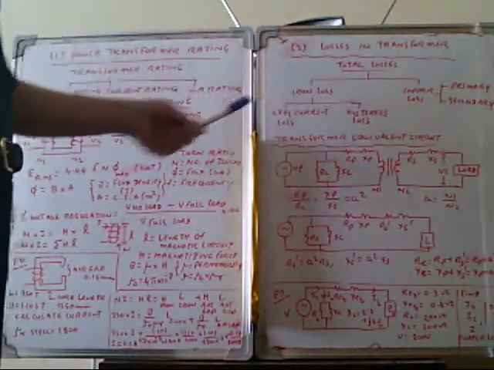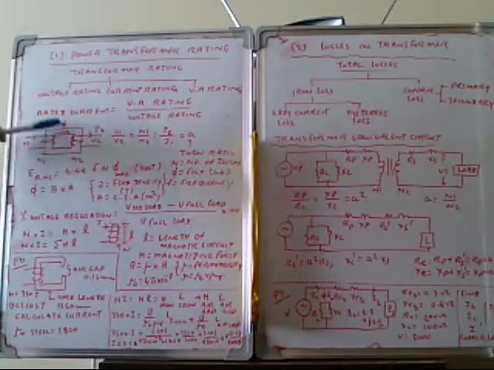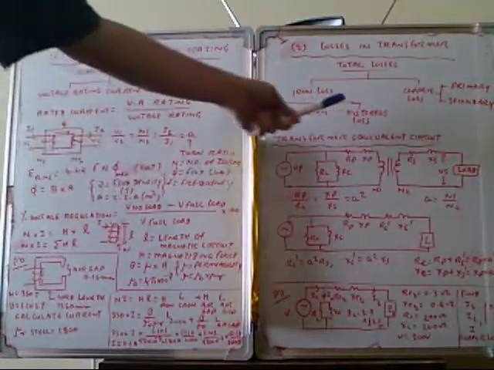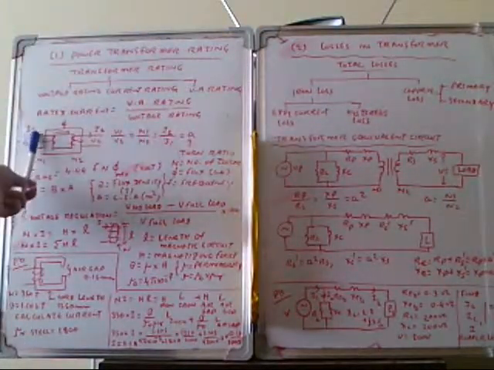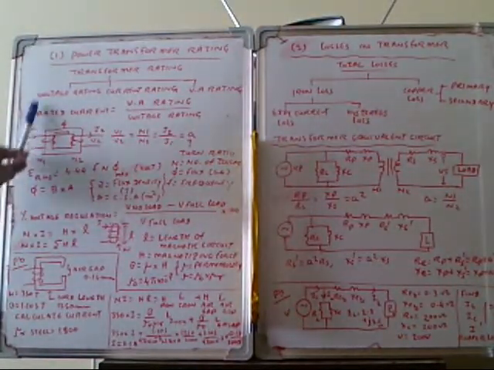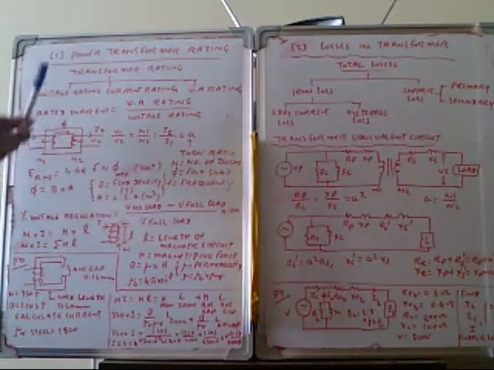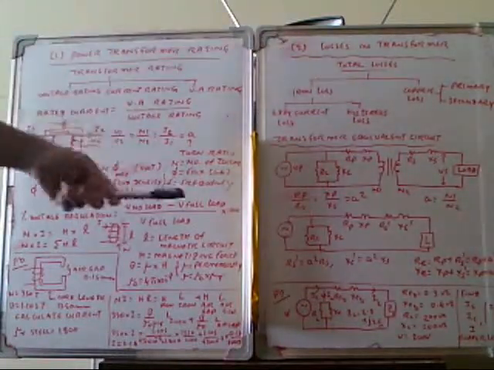Eddy current loss is when you connect the transformer to the supply, small circulating currents flow in the core. So this is the eddy current loss. Hysteresis loss is when you connect the transformer to the supply, the core becomes magnetized. The power required to magnetize it is the hysteresis loss. So we can draw the transformer equivalent circuit diagram.